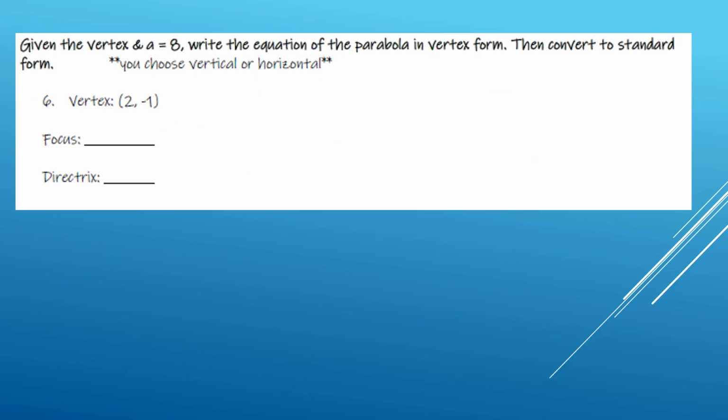Great job. We have one more. This one is going to be to write the equation in vertex form, convert to standard. We will try it. This time we're given our a value and the vertex. Choose horizontal or vertical. We are going to choose horizontal, and we're going to go ahead and make this guy go to the right because we did down and vertical last time. So we're going to do right and horizontal this time. Okay. So in vertex form, if it's horizontal, it has to be an x equals.